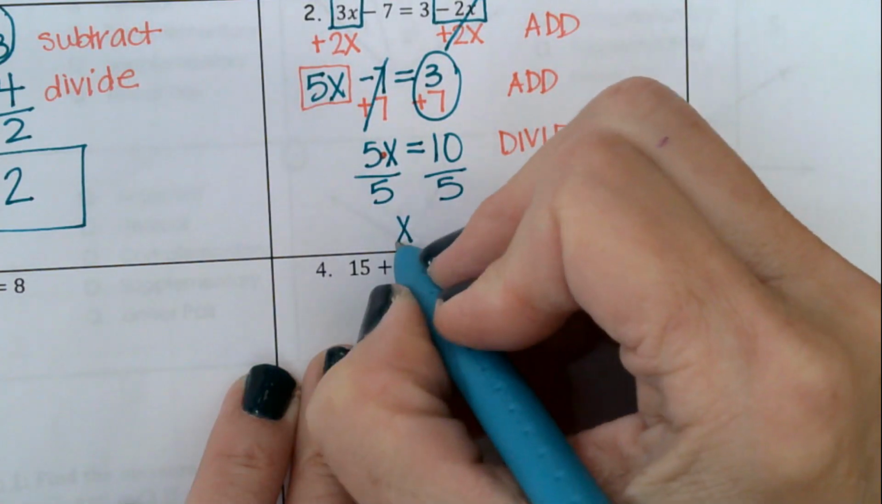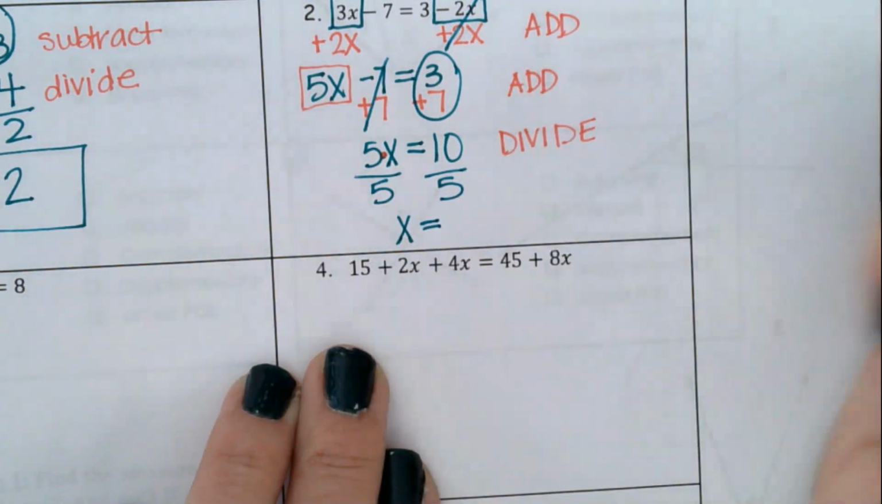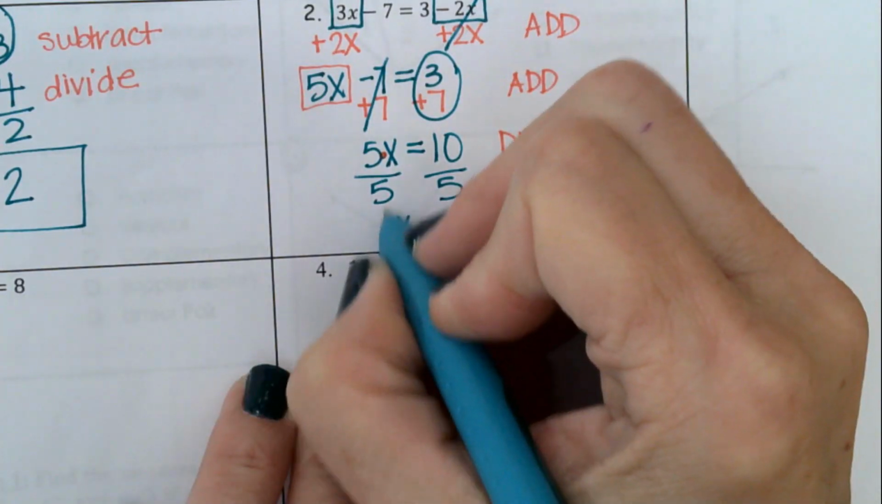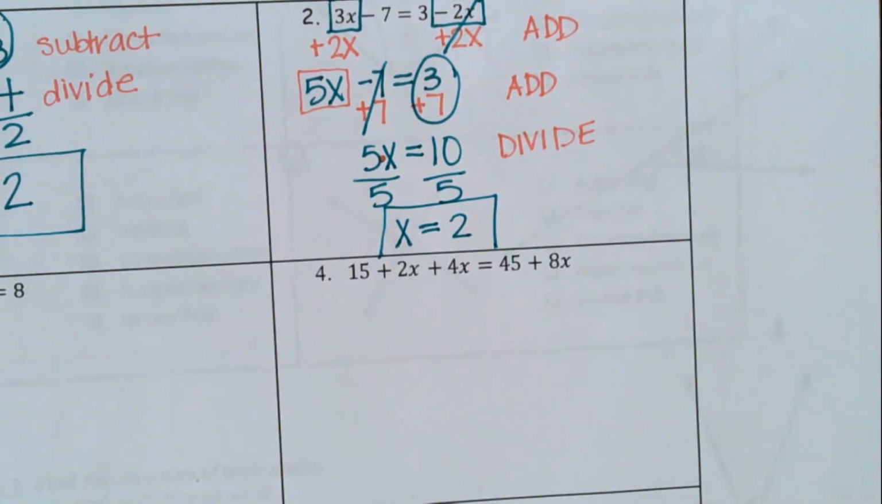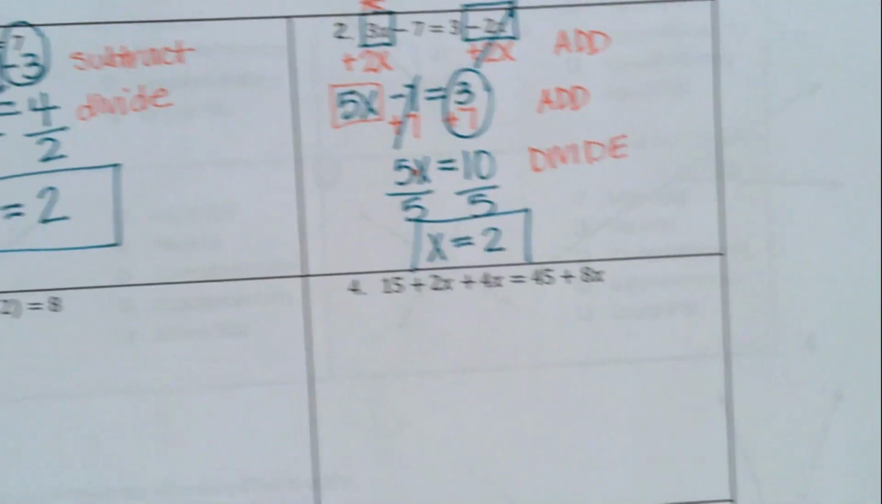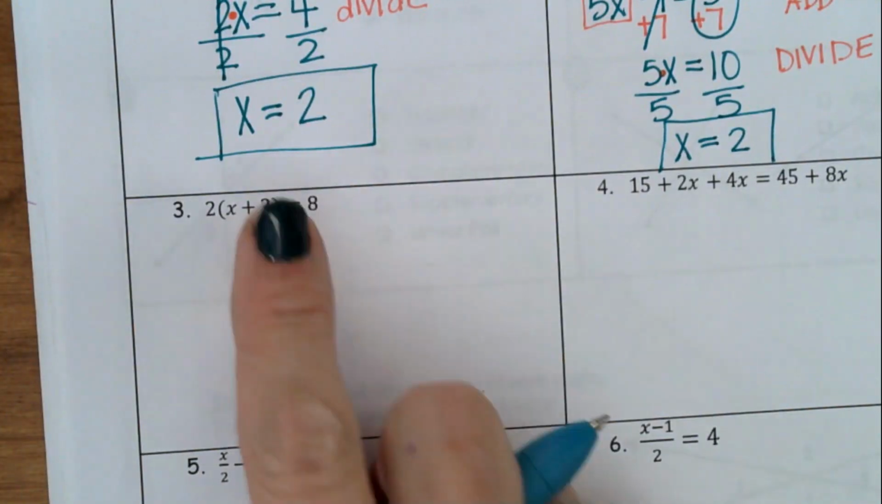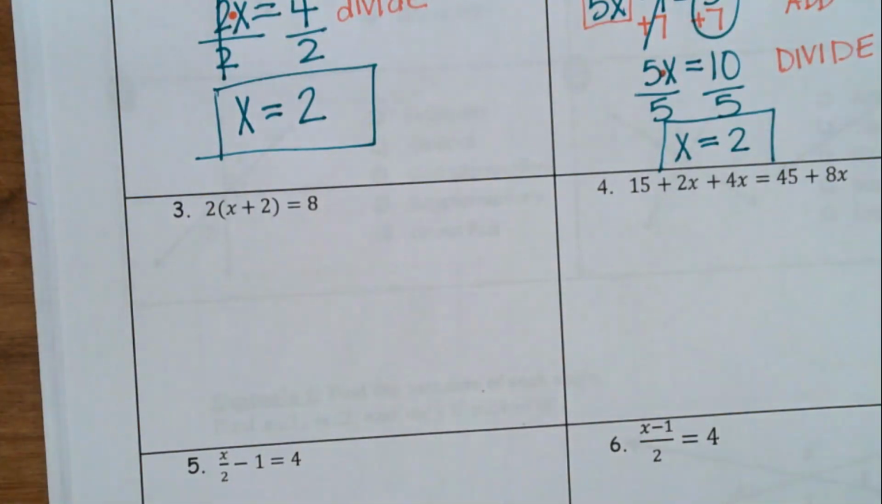And x is equal to what number? 2. Very good. Okay, how were those? Yeah? Okay. Let's try a different one. Anybody know what these parentheses mean?